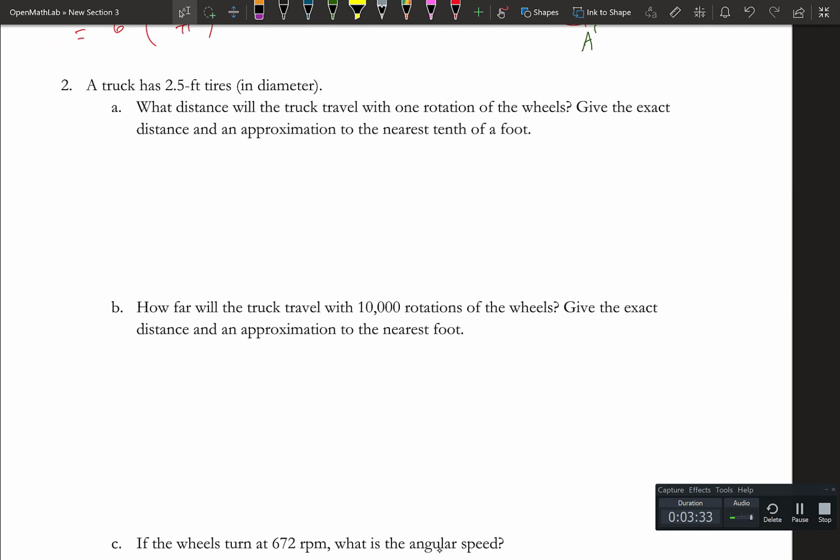All right, so we have just 2 more problems, but the next 2 problems have multiple parts to them. So number 2, we're told that a truck has a 2.5 foot tire in diameter, and that's the diameter measurement. Part A says, what distance will the truck travel with 1 rotation of the wheels? Give the exact distance and an approximation to the nearest tenth of a foot. With 1 rotation, it's going to go a distance of 1 circumference. Circumference is equal to pi times diameter, so this would be equal to pi times 2.5 feet.